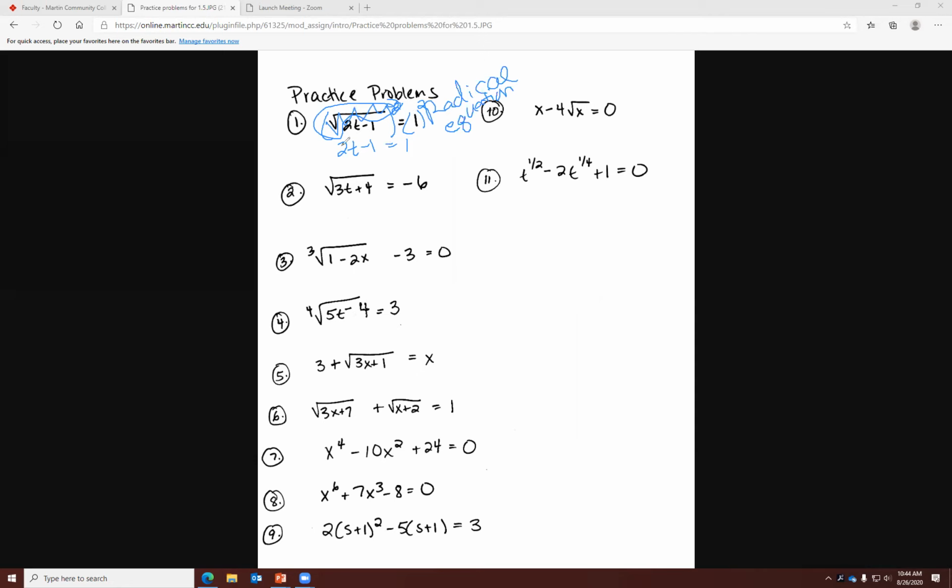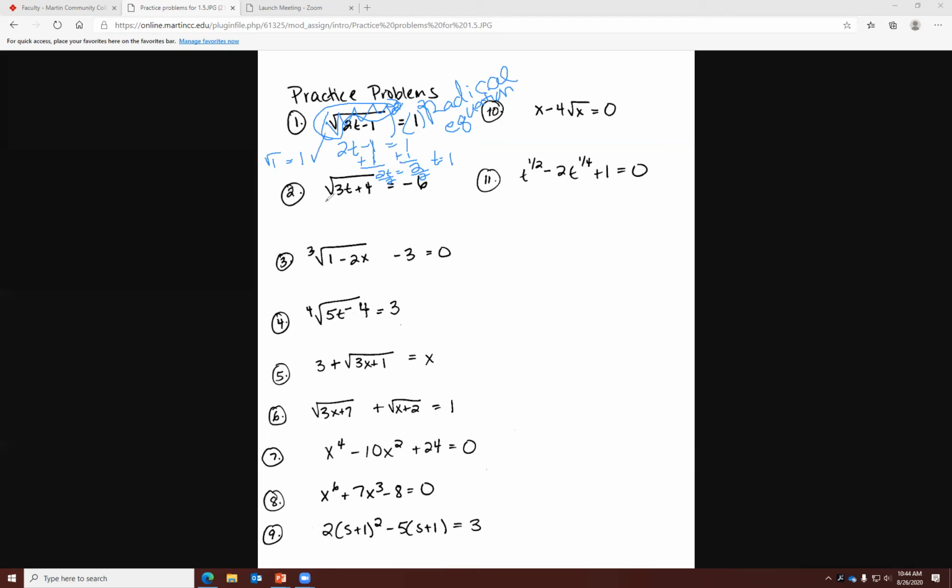So we want to solve for 2t. To get 2t by itself, we add the 1 to both sides, and therefore 2t equals 2. And then we must divide by 2 on both sides, and we end up with t equals 1. Now, as always, we should check our problem. If you plug it back in, 2 times 1 is 2, minus 1 is 1. So the square root of 1, is that equal to 1? And yes, we know the square root of 1 is equal to 1. So that one works, okay?